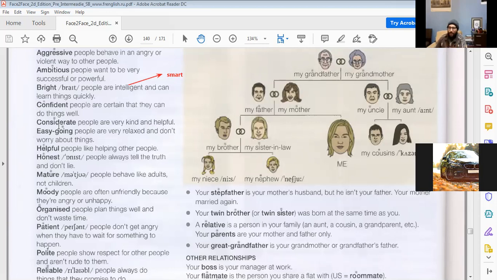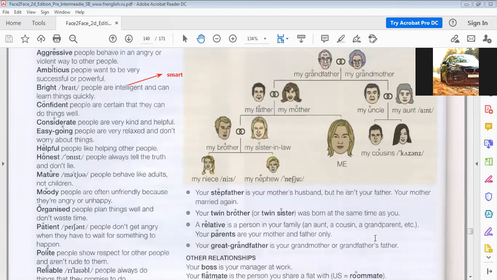All right, so easygoing. Can you read easygoing for us, Safi? What do you think it means? If we say people are very relaxed and don't worry about things. Correct.